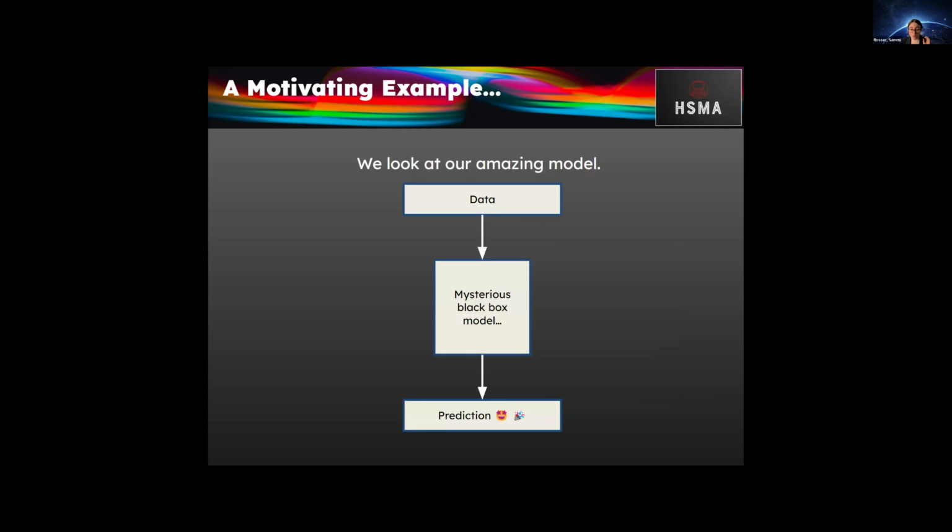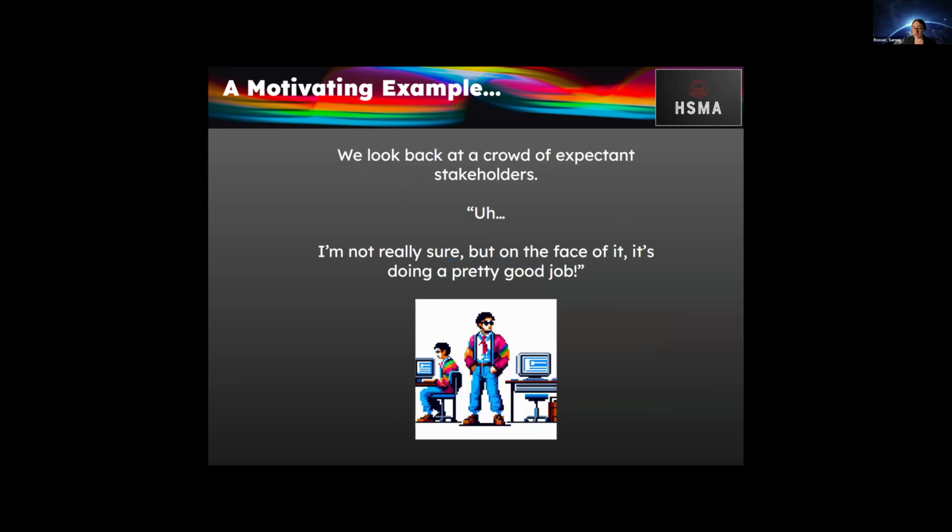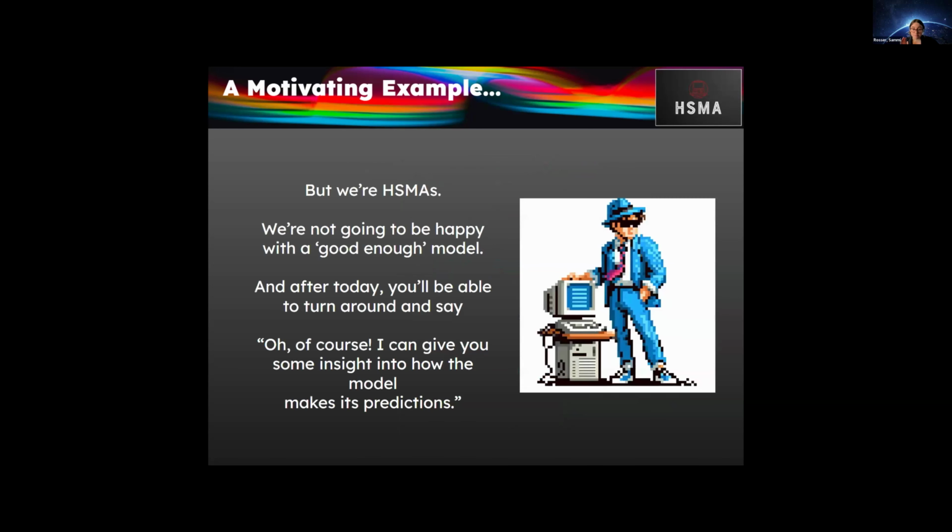So we look at our amazing model. We've taken the data, and there is this mysterious bit in the middle where a load of stuff happens. And then out the end, we have a prediction. And it's a great prediction. We know it is. We've trained it, we've looked at it. And our stakeholders are kind of looking back at us and we go, well, I don't really know what it's doing, but it's doing a really good job of it.